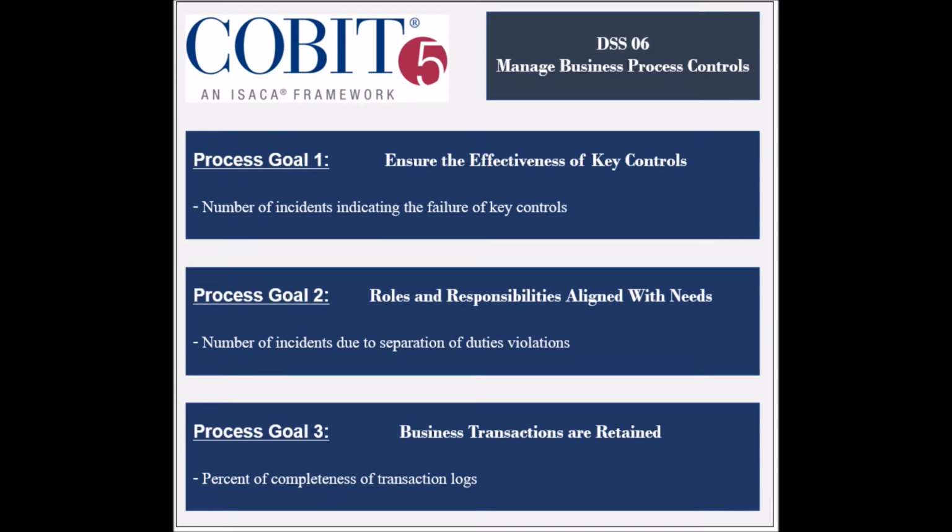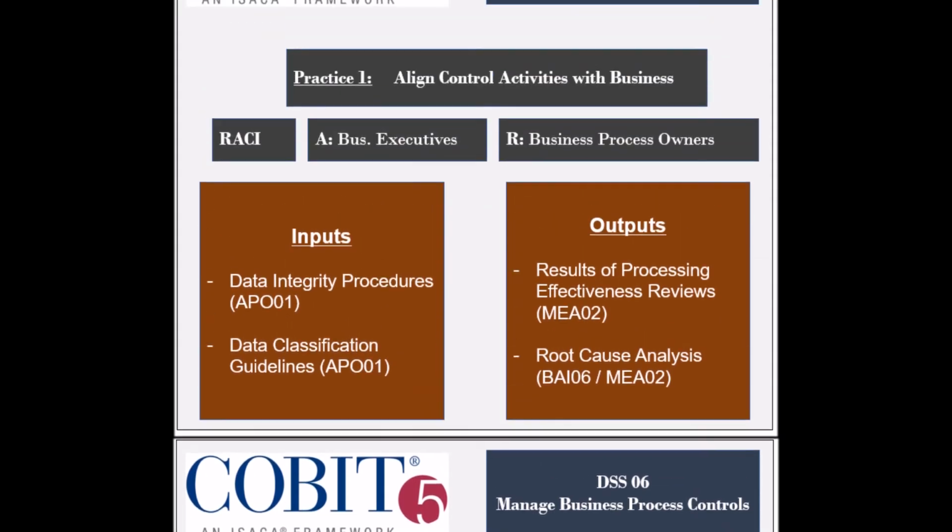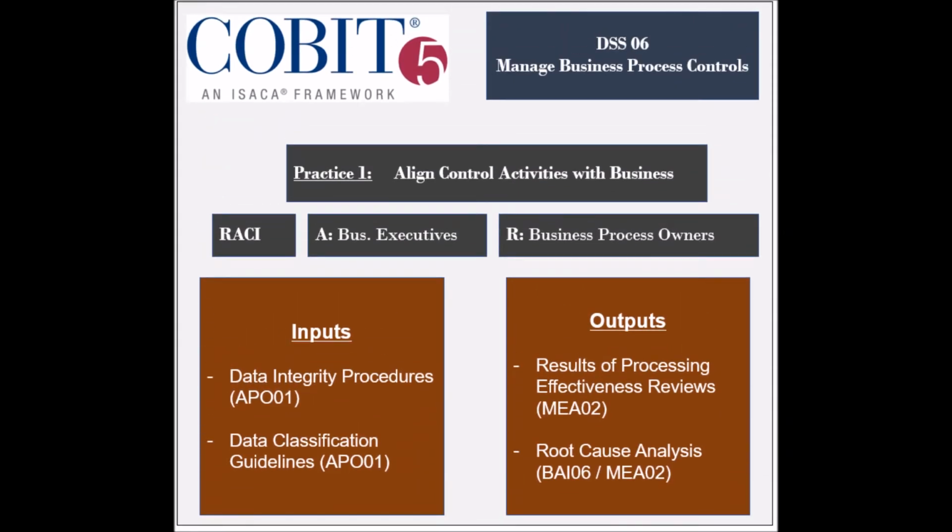The process has three process goals. The first goal is to ensure that key controls meeting business requirements are effective, and its achievement is measured by the number of incidents indicating the failure of key controls. The second goal is to ensure that the roles and responsibilities are aligned with the business needs, and its achievement is measured by the number of incidents due to separation of duties violations. The third goal is to ensure that business transactions are retained, and its achievement is measured by the % of traceable transaction logs.